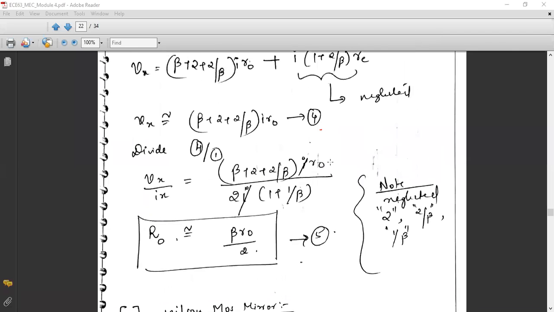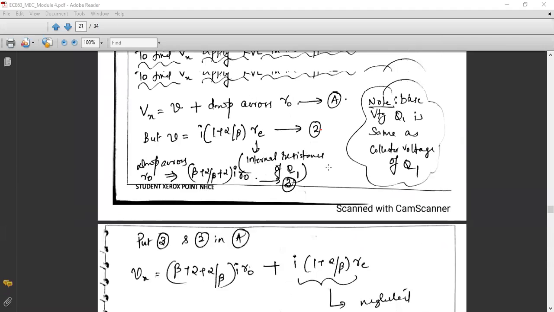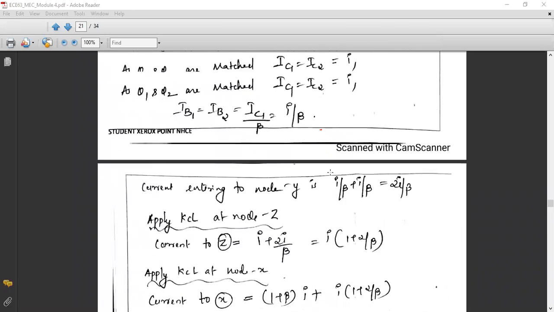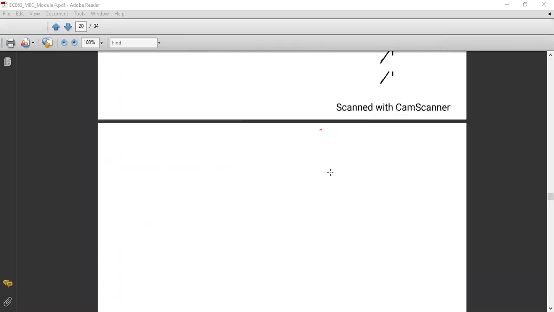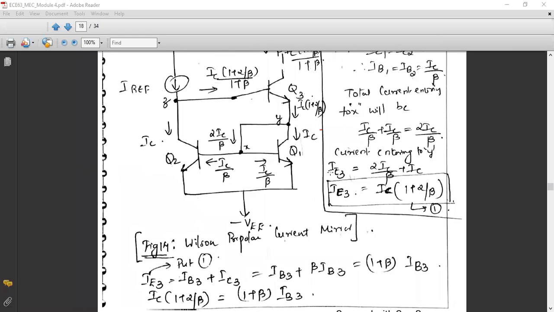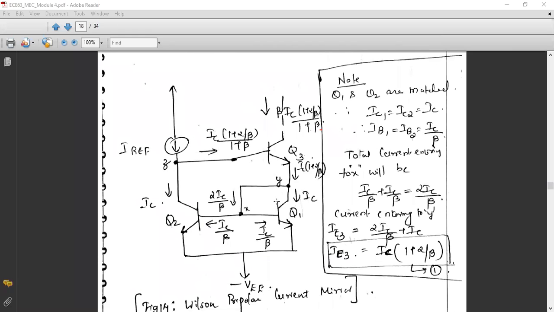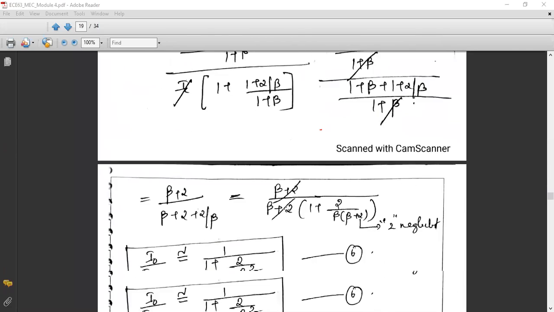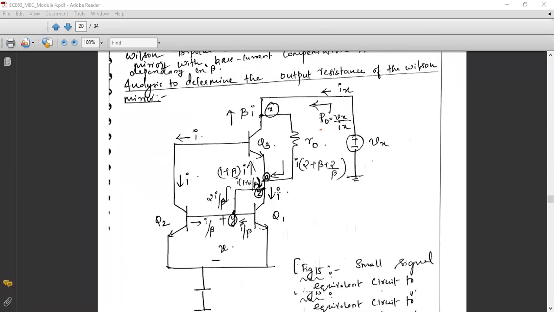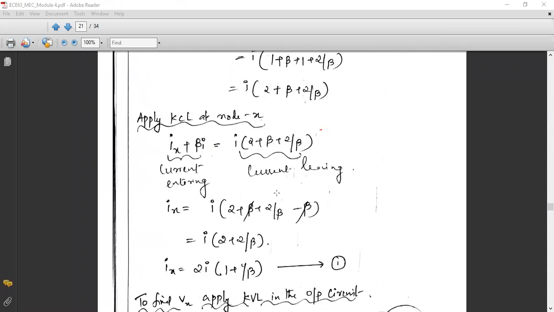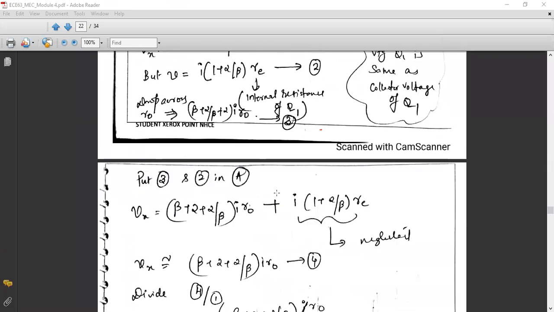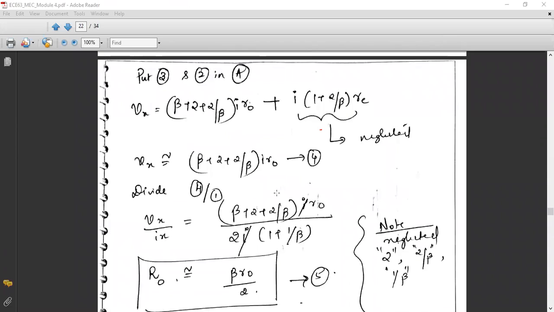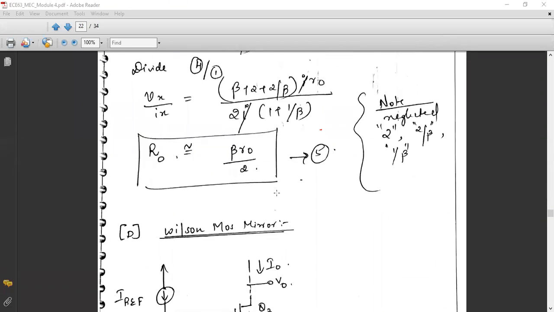The question will be like this: derive the current transfer ratio and output resistance of a Wilson's bipolar mirror. In that case, you need to draw the circuit diagram, mark all the currents, do the analysis using KCL and KVL, and find the expression for the current transfer ratio as well as the ratio of Vx by Ix. Vx by Ix is the output resistance, where Vx is the test voltage source that you have inserted at the collector terminal of Q3.